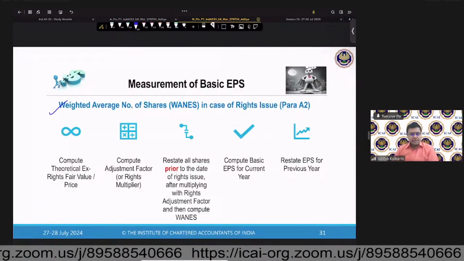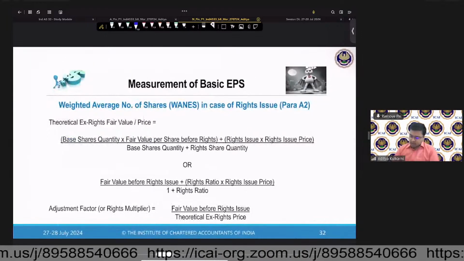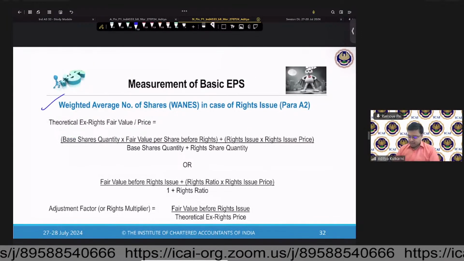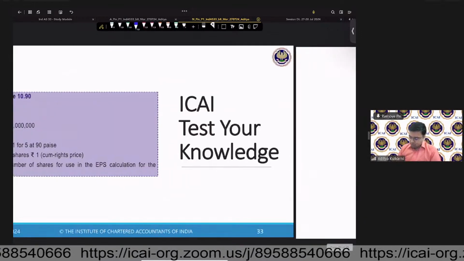Rights issue we have done. In the case of rights, what are the steps that you have? We saw this: X rights price adjustment factor. So this also you can try for homework.